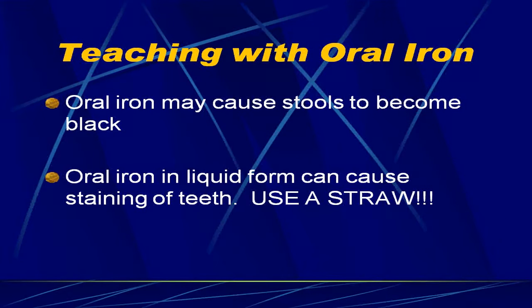Teaching: oral iron may cause stools to become black. Make sure you tell your patient this. Some people may have heard of GI bleeding before, and sometimes if you have some old blood, it could cause the stools to become black. So this may alarm your patient. You may want to let them know that the iron is going to cause the stool to become black in color. Also, oral iron in the liquid form can cause staining to the teeth, so you want to make sure this person uses a straw.